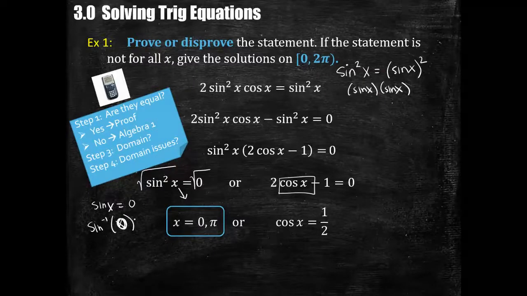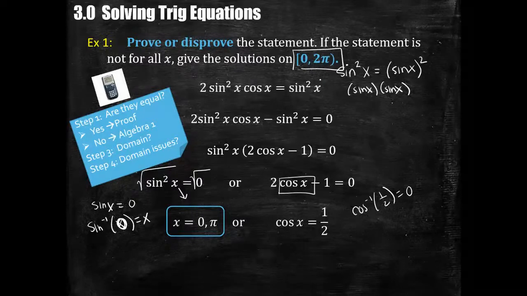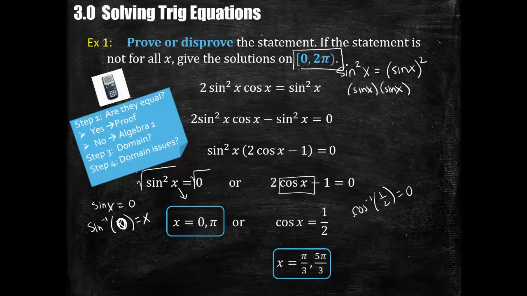Sorry, cosine inverse of 0 equals x, and you're finding the arc that's true for. Same thing here. Well, where is cosine equal to 1/2? And remember, we're working just on this interval for now. So this is just 0 to 2 pi, not inclusive of 2 pi. So where is cosine equal to 1/2? Well, that would happen at pi over 3 and 5 pi over 3.